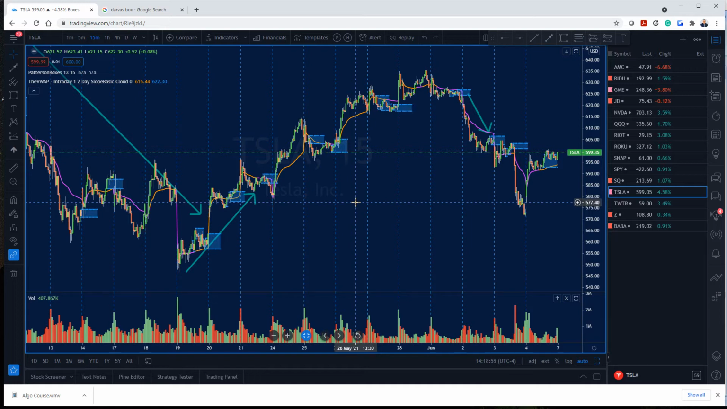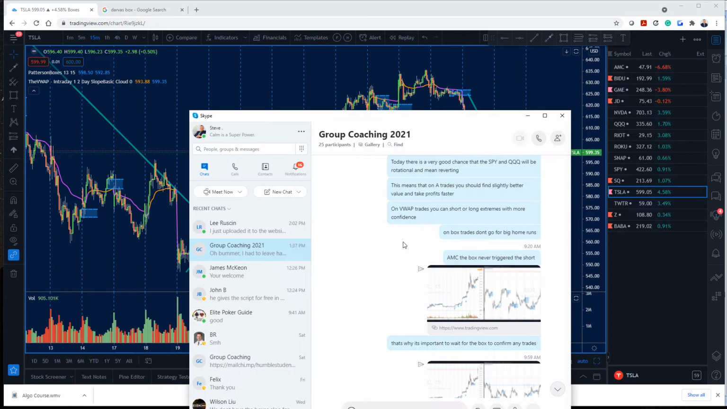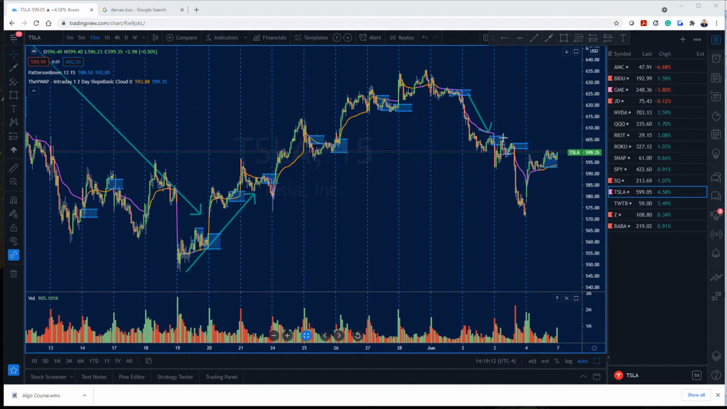Now I personally find that these boxes work really, really well on a 15-minute time frame. They do work on a daily time frame, but they work very, very powerfully on a 15-minute time frame. And 3 trades that were called out in my trade room live were the Tesla, the QQQ, and the Square trades.